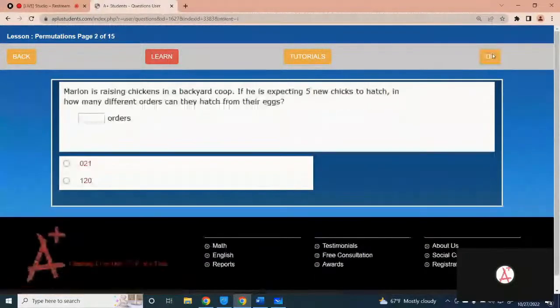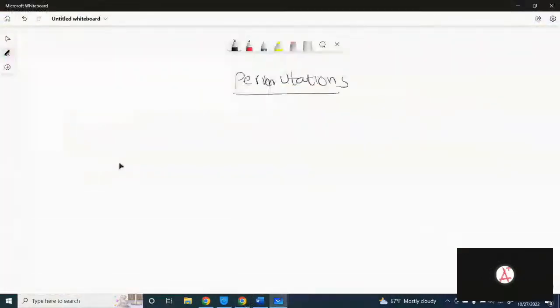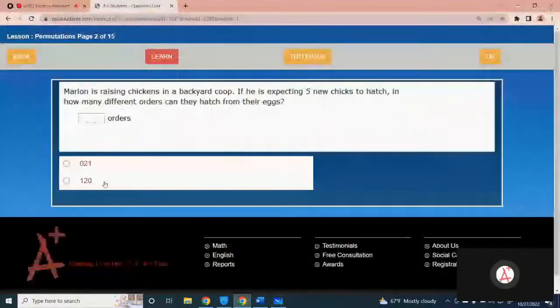Okay, the next one is Marlin is raising chickens in a backyard coop. If he is expecting five new chicks to hatch, in how many different orders can they hatch from their eggs? So you have five options total. That means the different orders they can make is five times four times three times two times one. That would be 5 factorial. So 5 factorial is 120. That means you have 120 orders they can make. Got it? Just select the correct option and then click on the OK button.